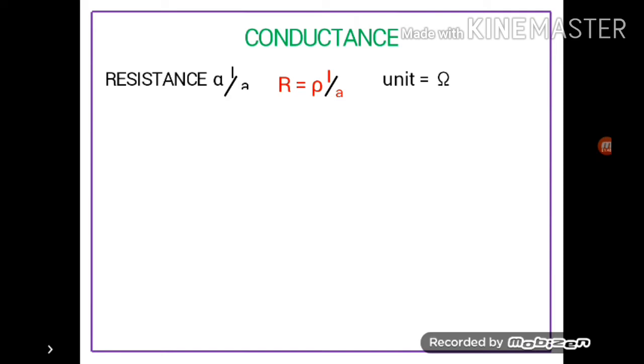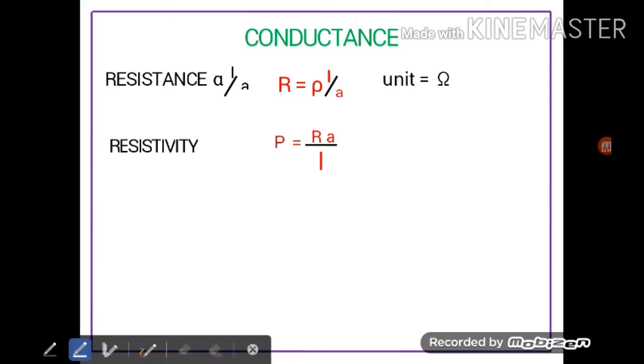Here the next term is resistivity. What is resistivity? Generally, resistivity is denoted as rho. From the above equation you can see rho is equal to R into A by L. So how can we define resistivity? Simply, resistivity is equal to the resistance if the area of cross section is what?